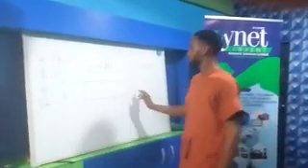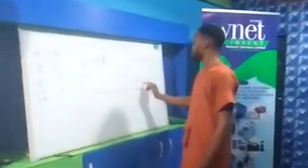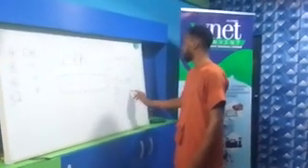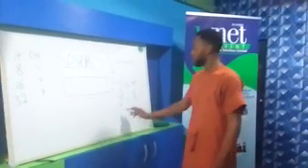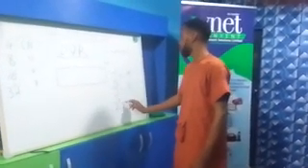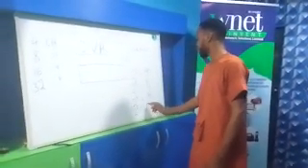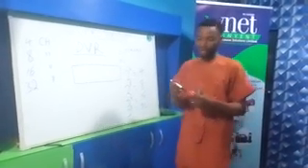So if you have 2 raised to power 2, we are going to have 4 channels. If you have 2 raised to power 3, we are going to have 8 channels. If you have 2 raised to power 4, we are going to have 16 channels. If you have 2 raised to power 5, we are going to have 32 channels.